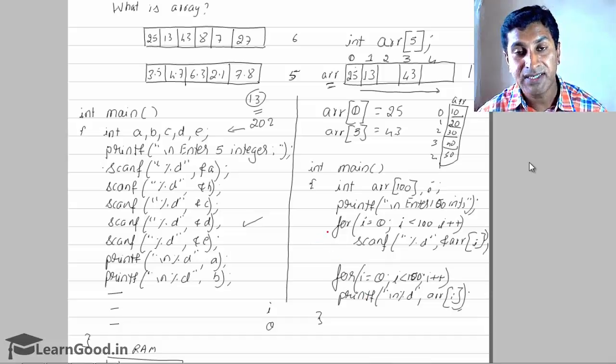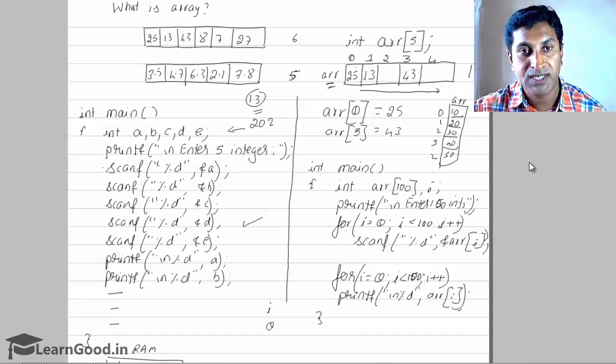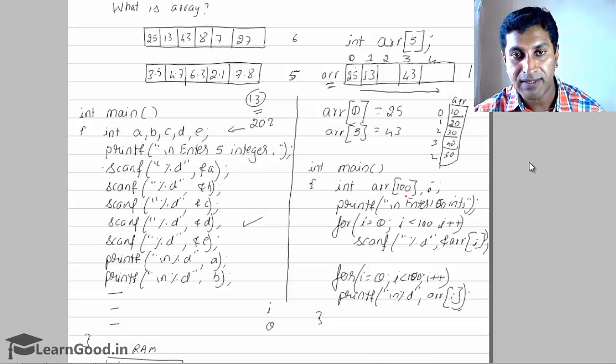So managing a similar type of set of data becomes easier when you go for arrays. It's very difficult when you use different variable names in this fashion. Okay, so that is why we go for an array. With this example, I think you have understood what an array is and what the use of going for an array is.